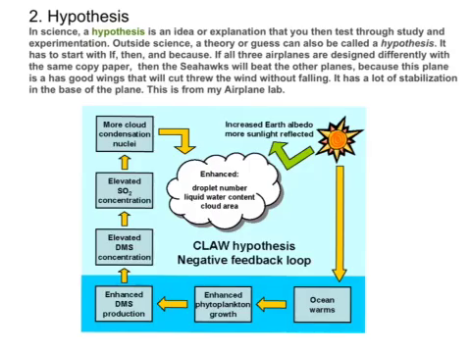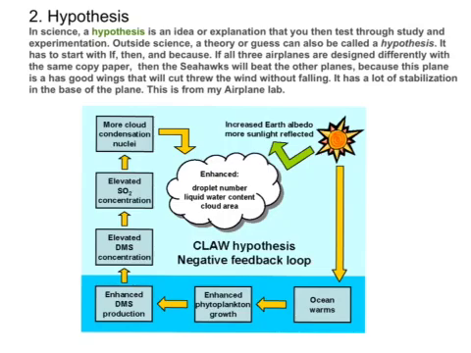The second part of the scientific method is the hypothesis. In science, a hypothesis is an idea or an explanation that you then test through study and experimentation. Outside science, a theory or guess can also be called a hypothesis. It has to start with if, then, and because.